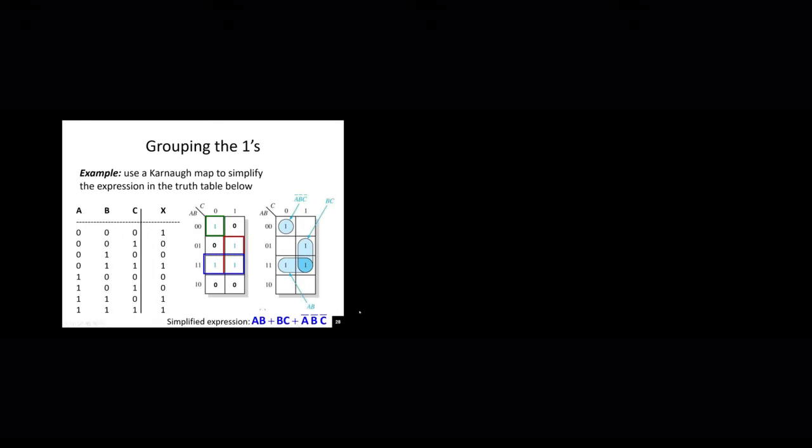Okay. And this is in fact the simplest sum of products expression you can get for this truth table. You cannot do any simpler than this as a sum of products. If you draw your groups correctly in your Karnaugh map, you will always get the most simple sum of products possible for your expression. And that's why we use Karnaugh maps. Any questions?